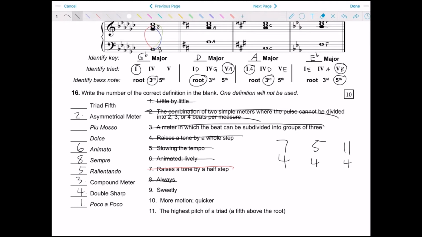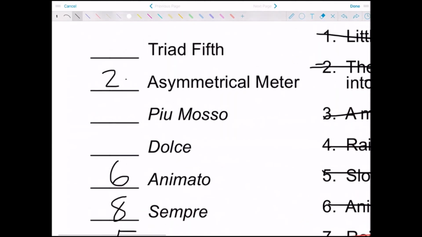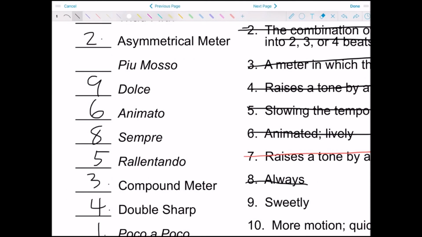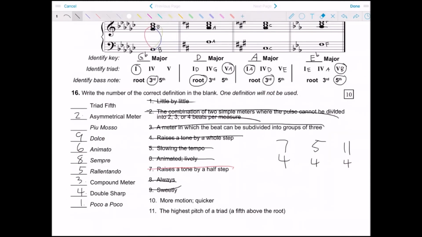Alright. Number 9, sweetly. You should know that if you are a frequent connoisseur of lattes. You might see a dolce de leche, or maybe you have had the cake that's tres leches. But anyway, dolce in Italian means sweet. So what is that, number 9? Is that the one that we're on? Yeah.